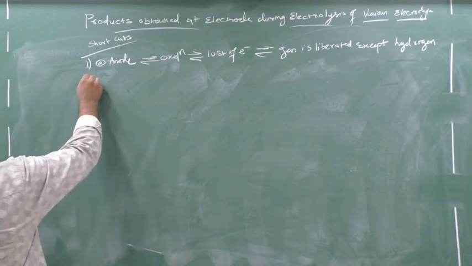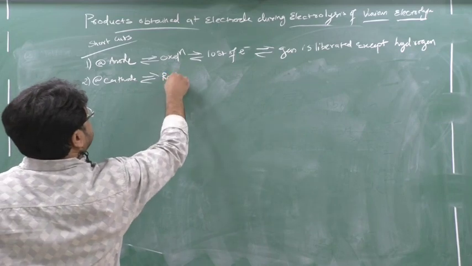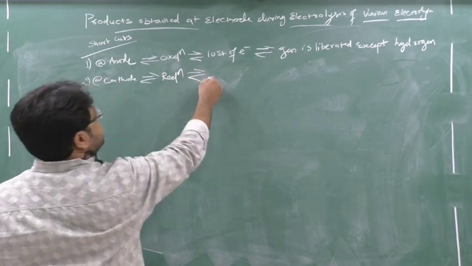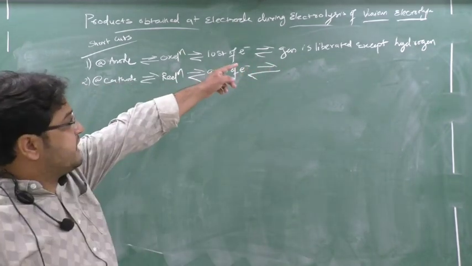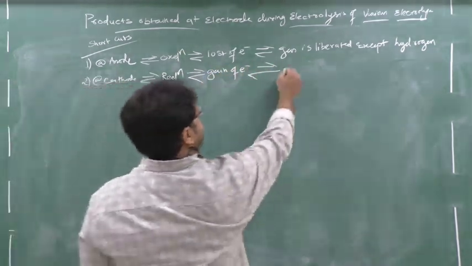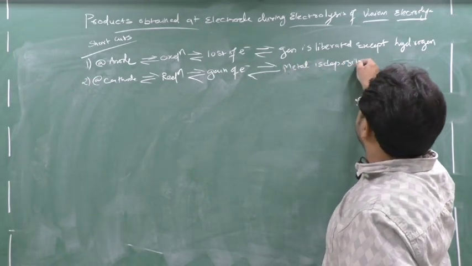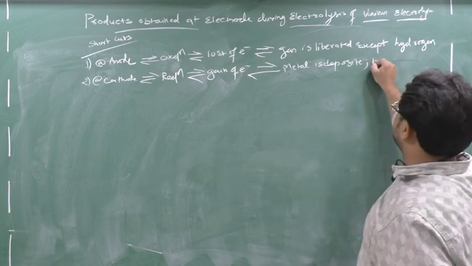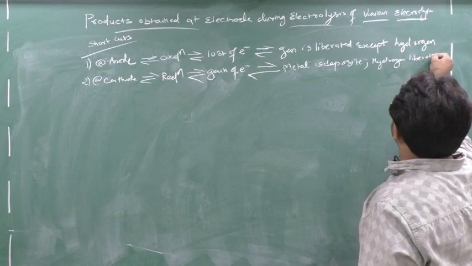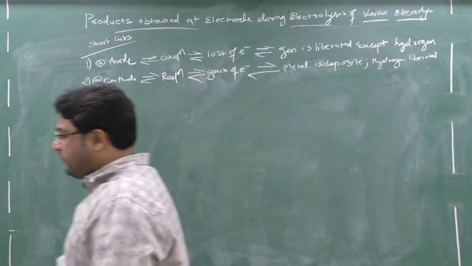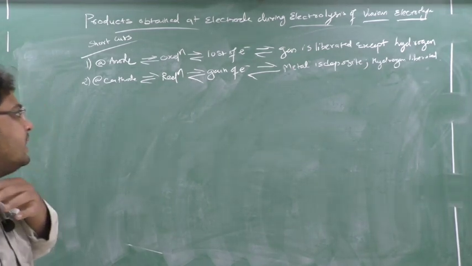At cathode what occurs? Reduction. And here is gain of electron. See here, gas is liberated at anode, and at cathode metal is deposited. And if there is hydrogen, hydrogen is also liberated. These are the shortcuts to be remembered. If you remember this, your topic will be very easy, else you will get confusion. More confusion will be created here.